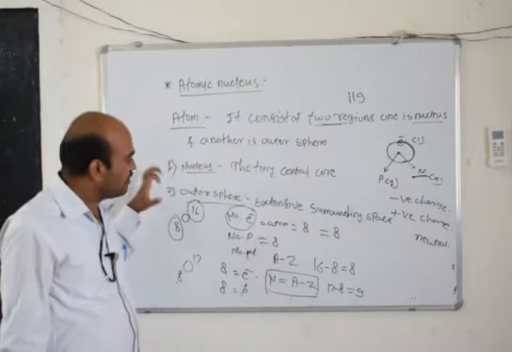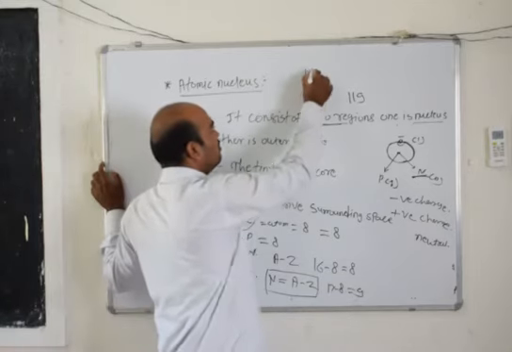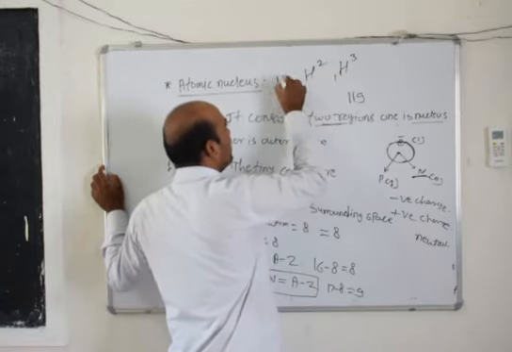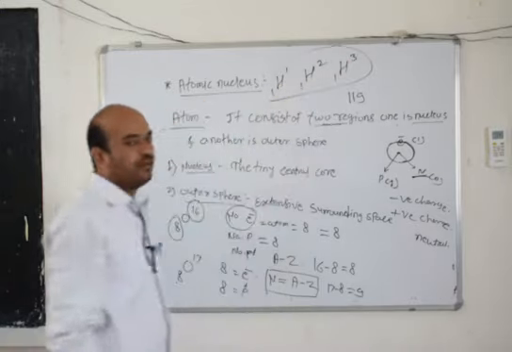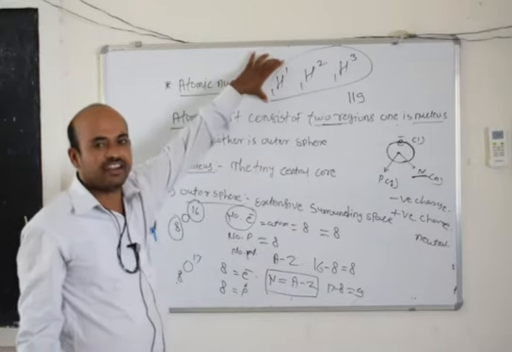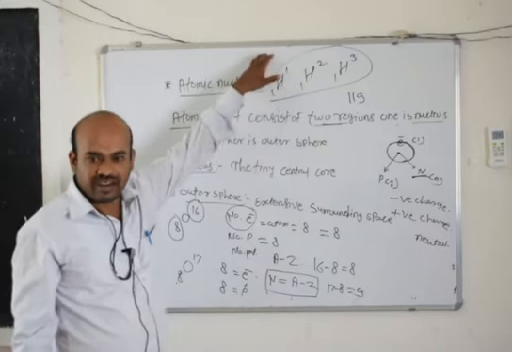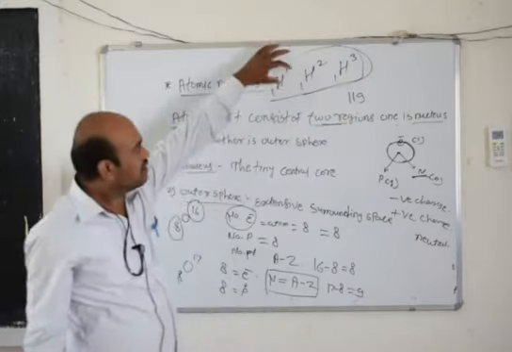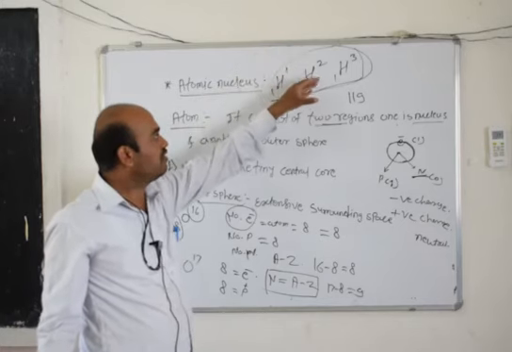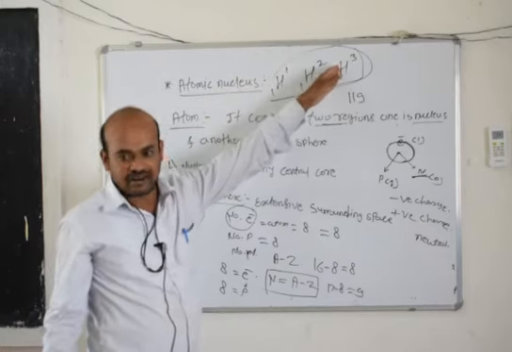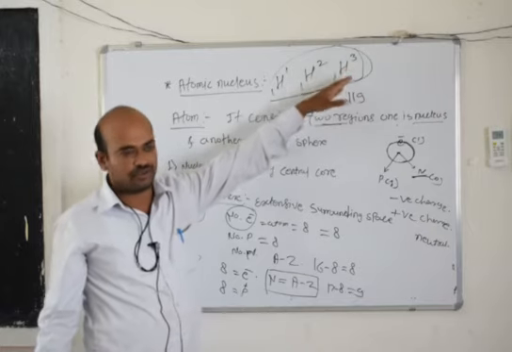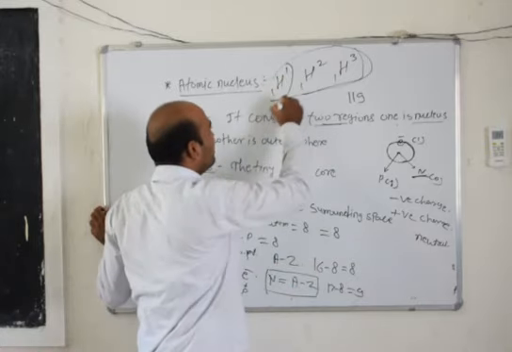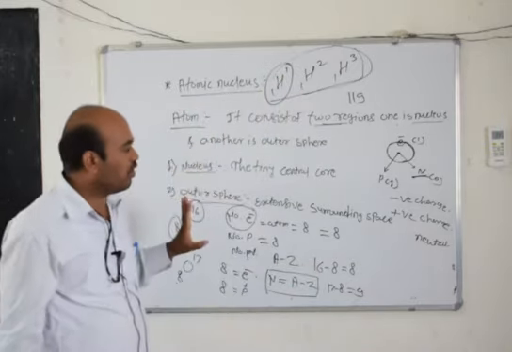In other cases, hydrogen 1-1, hydrogen 1-2 and hydrogen 1-3, these three are the isotopes of hydrogen. Hydrogen 1-1 is the ordinary hydrogen, in which there is no neutron, but the other two isotopes contain protons, neutrons and electrons. Only ordinary hydrogen has no neutron.